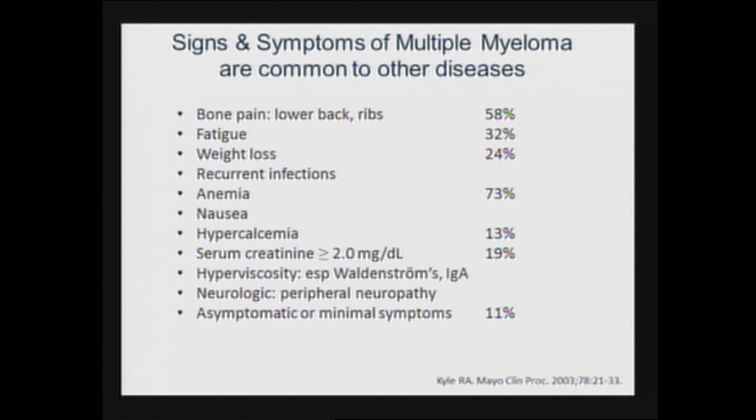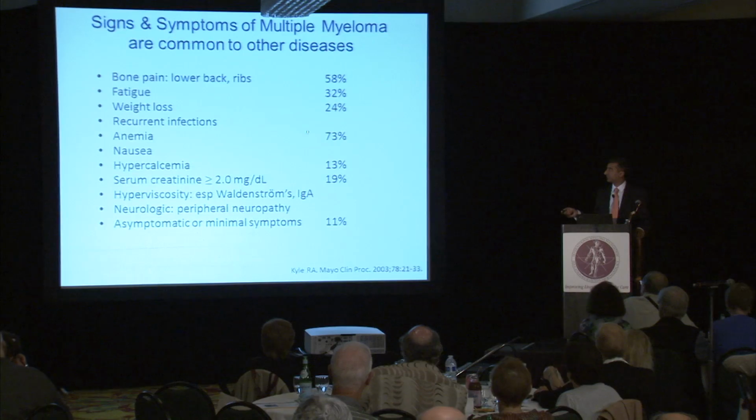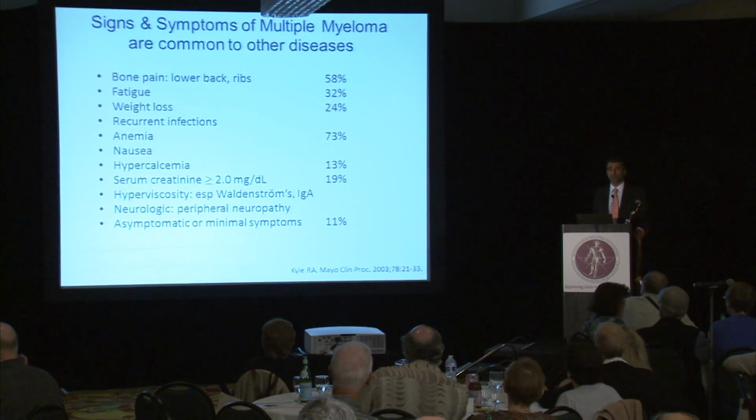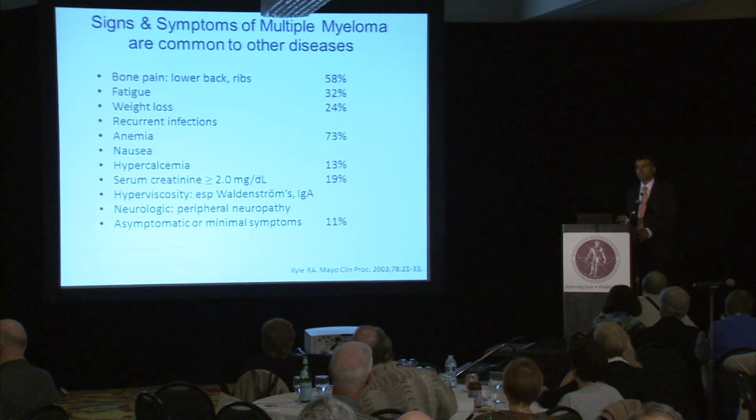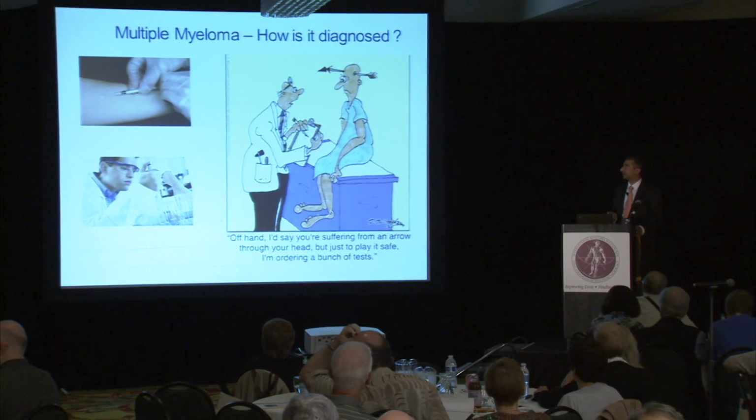because I'm sure many of you are still having your urine tested. So the signs and symptoms of multiple myeloma are really common to other diseases, which makes it really challenging to diagnose. And these are just a list of them and the different frequencies. So it looks like anemia is one of the most common things, but anemia can be caused by many other things. So trying to figure out that myeloma is the cause of all this is a real challenge.